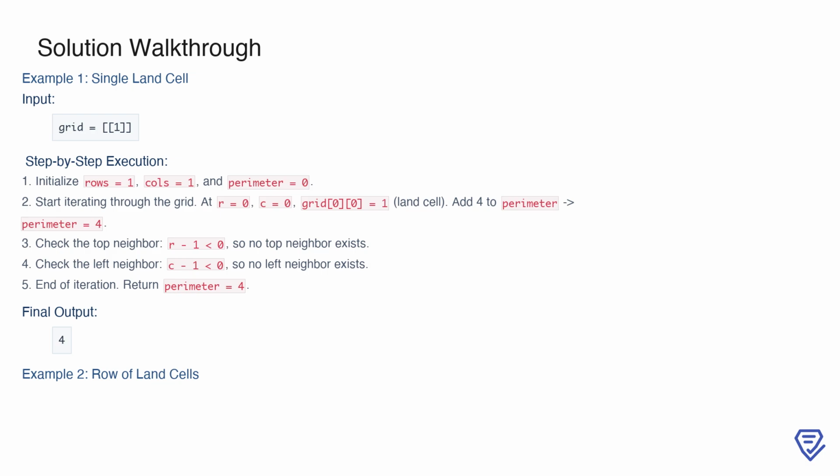Next, we check its neighbors. The top neighbor doesn't exist because row -1 is less than 0. Similarly, the left neighbor doesn't exist because column -1 is less than 0. Since there are no other cells in the grid, our iteration ends, and the total perimeter is 4. This matches our final output.